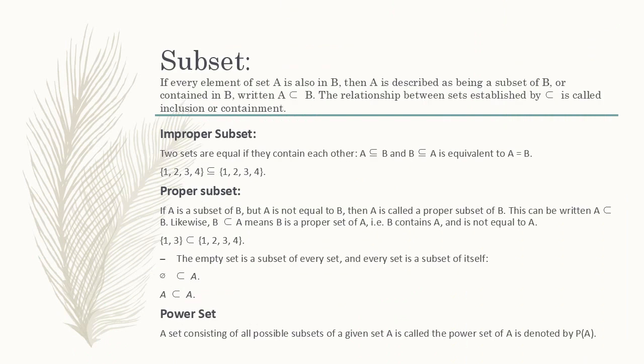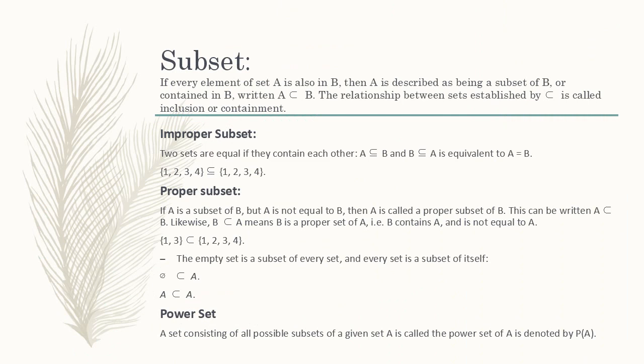Next, subset. If every element of set A is also in set B, then A is described as a subset of B or contained in B, written as A is a subset of B, and we pronounce it as A is a subset of B. This symbol shows the containment of numbers or letters or alphabets.